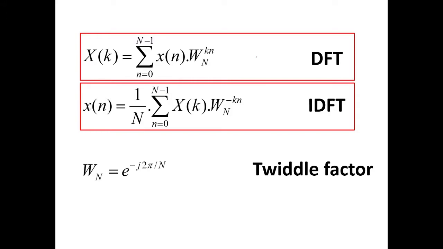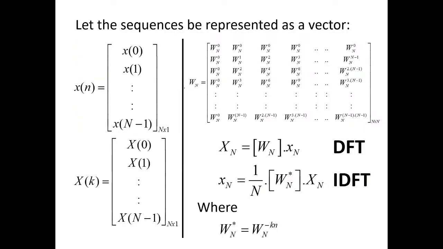So yesterday we discussed the DFT and IDFT equations, and we discussed that we have a factor called the Twiddle factor, and this Twiddle factor, if you see in DFT and IDFT, in both of them it is present as a conjugate. Okay.